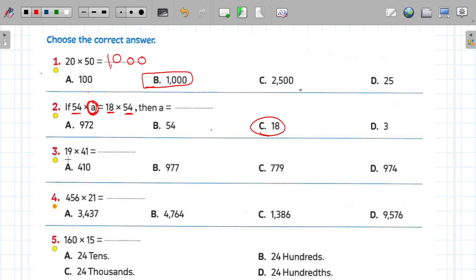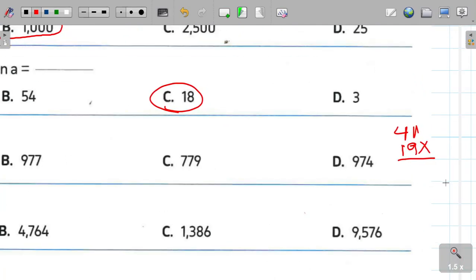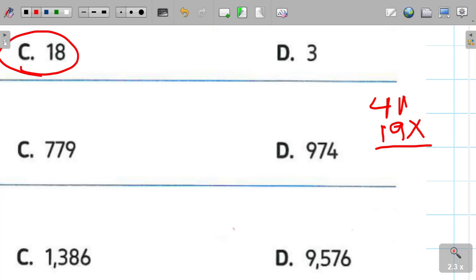Next, I have 19 times 41. So let's try our algorithm. Or maybe let's try to write the big number first. So I have 41 times 9. 9 times 1 equals 9, and 9 times 4 equals 36. So I have 369. So I will add the second number and I will write 0 in the ones digit.